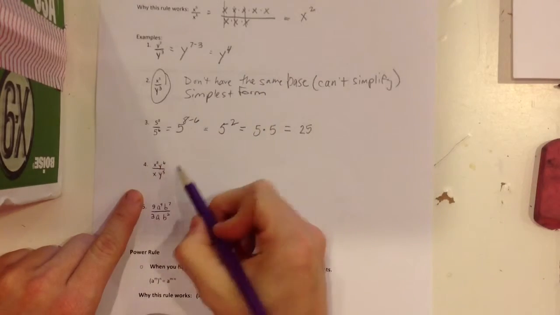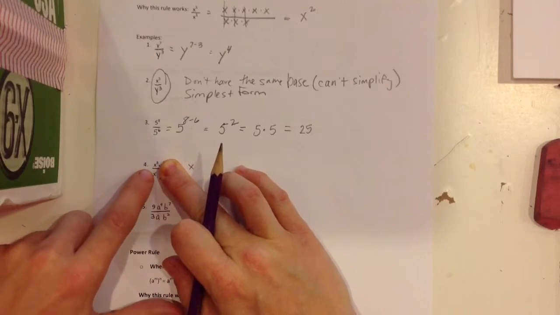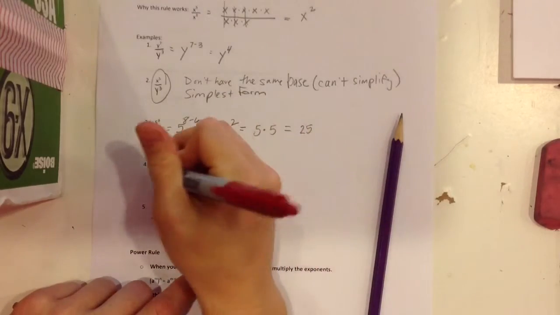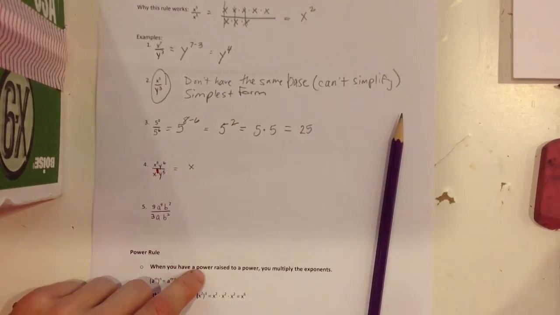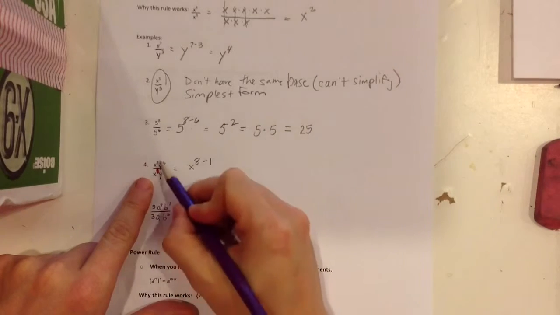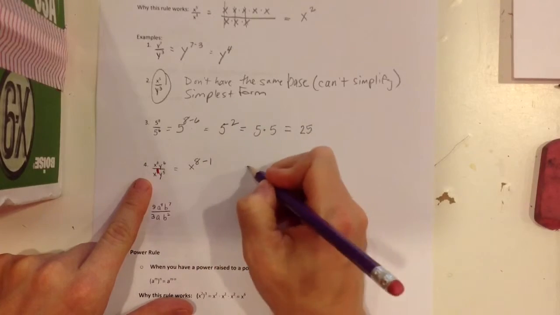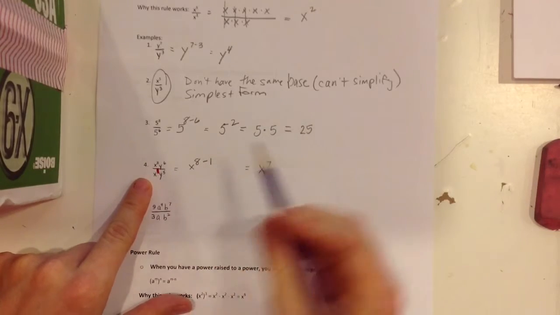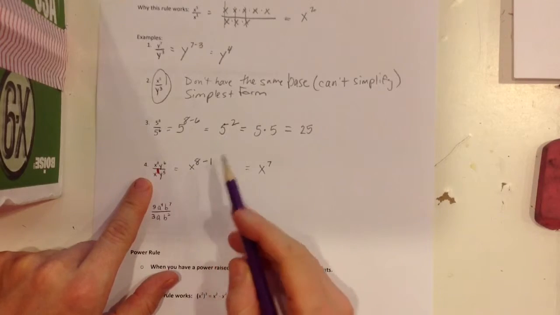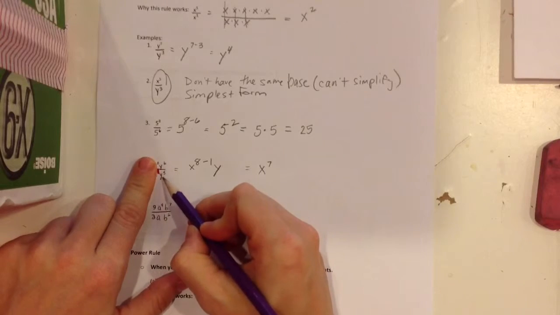And notice that for my x's, I have x to the 8th on top and x to the 1st on bottom. Remember, you have that understood 1 when you don't have an exponent there. So I'm going to have 8 minus 1 because we are using that quotient rule. And so 8 minus 1 is going to be x to the 7th. If you don't want to show this step, that's fine. For the y, I have y to the 6th over y to the 5th.